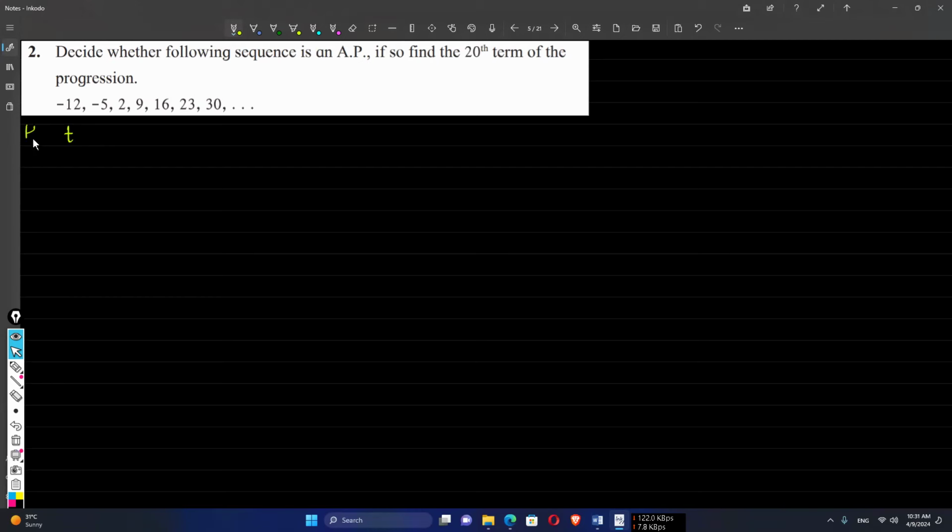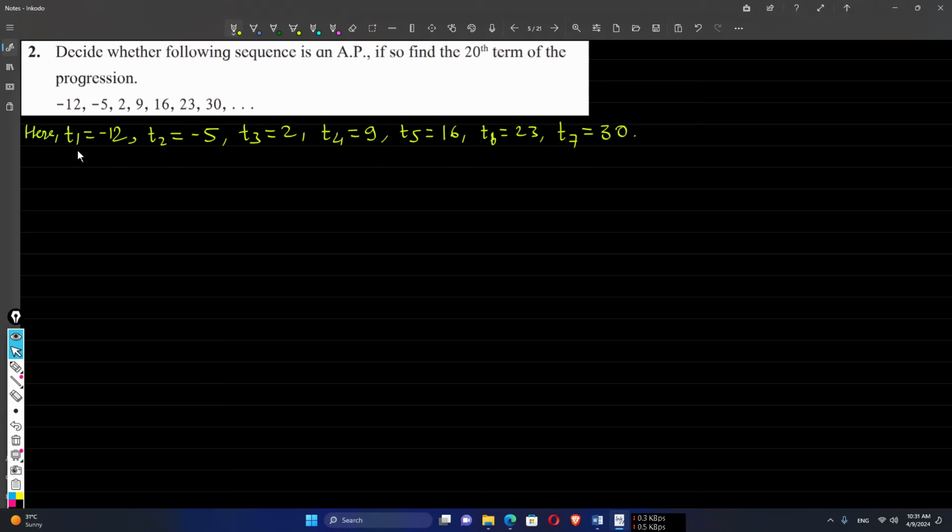We can write here t1 is equal to minus 12, t2 equals minus 5, t3 equals 2, t4 equals 9, t5 is equal to 16, t6 is equal to 23, and t7 is equal to 30.